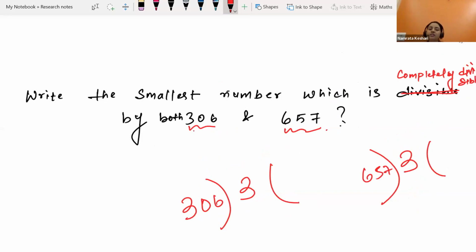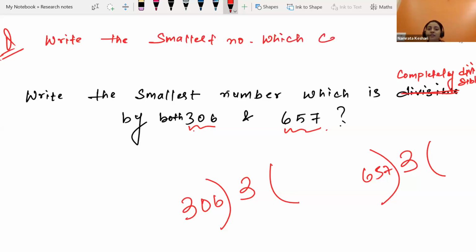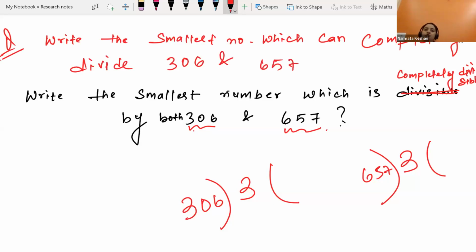So are we going to find HCF or LCM? The smallest number which can completely divide. Let me write the other scenario also. Write the smallest number which can completely divide 306 and 657. Is there any difference between these two questions?